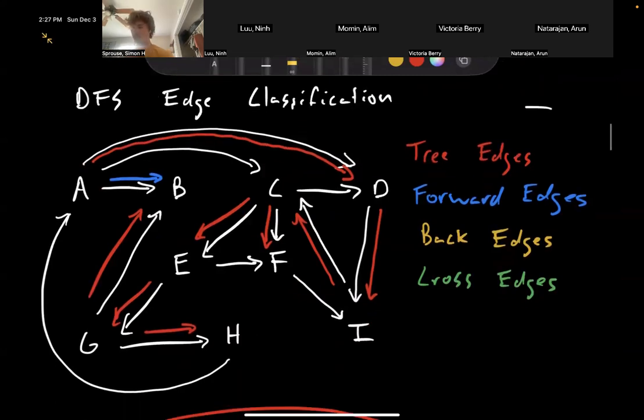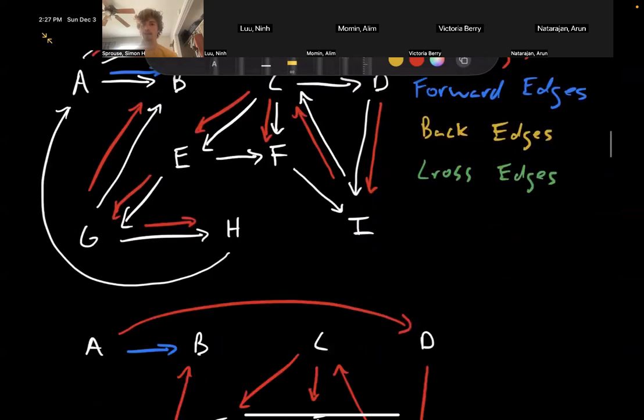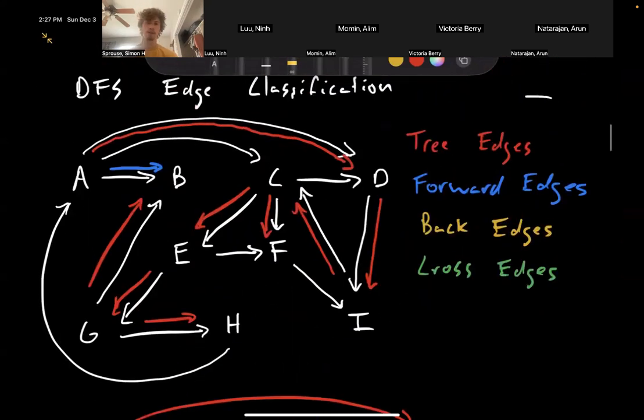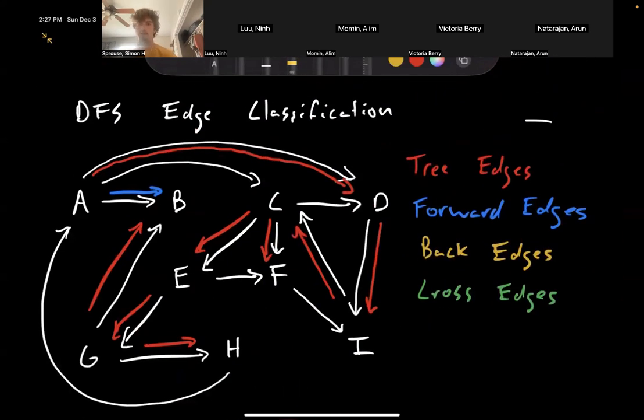And if y'all watched the Sunday review where we did DFS edge classification the first time, this example is significantly more difficult. In fact, if y'all saw an example this difficult on the test, I think this is about as hard as it gets for edge classification. Okay, so that's that.